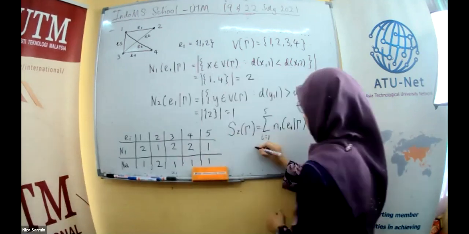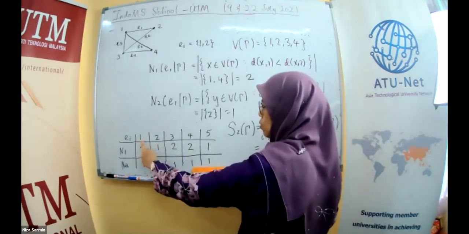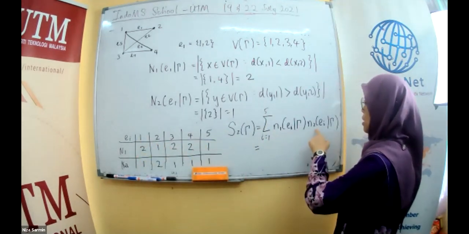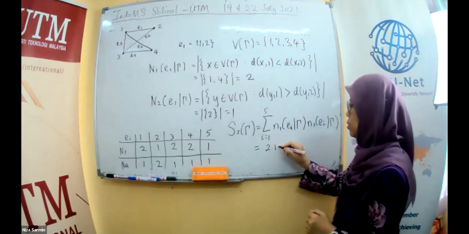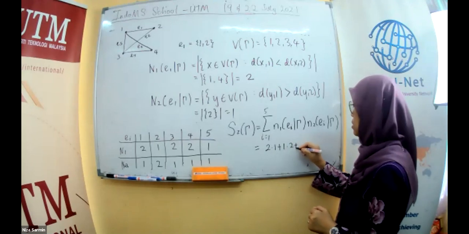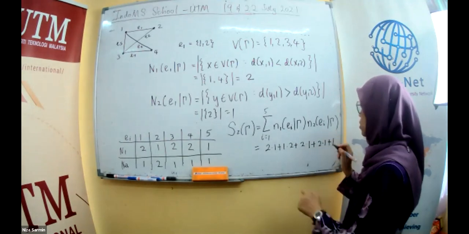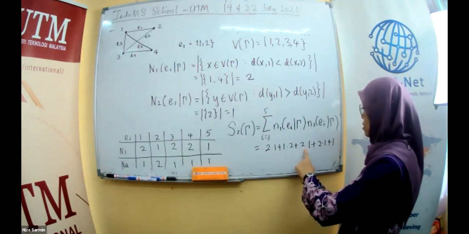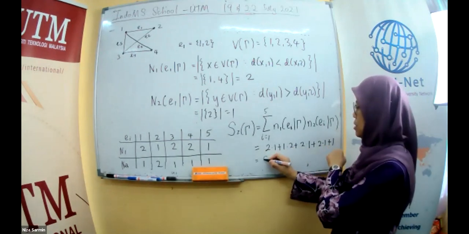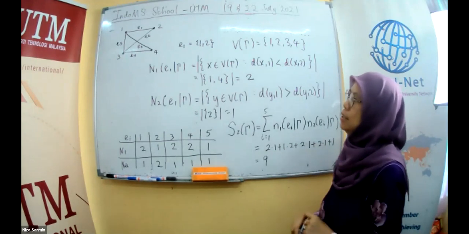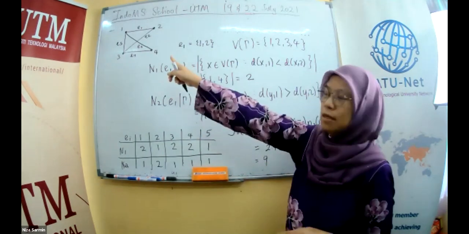Okay, so you just plug in, right? So you go from E1, E1 and N1 and N2, you multiply, right? So 2 times 1 plus 1 times 2 plus 2 times 2 plus 1 times 1 plus 2 times 1 plus 1 times 1. 4, 6, 8, 9. So this is equal to 9. So this is the second index that we have for this particular graph.